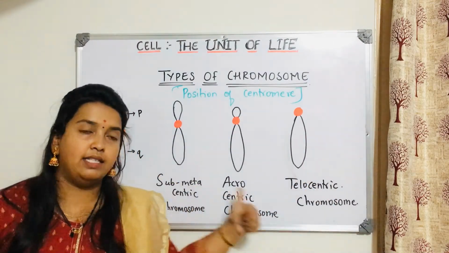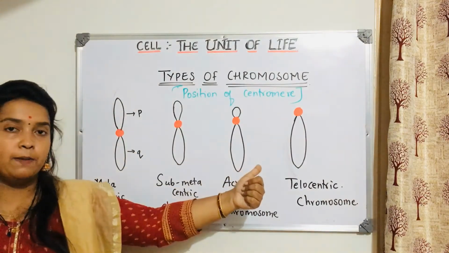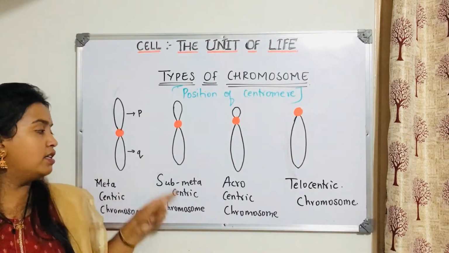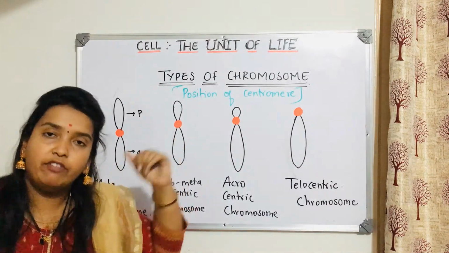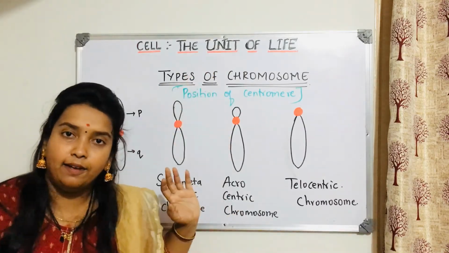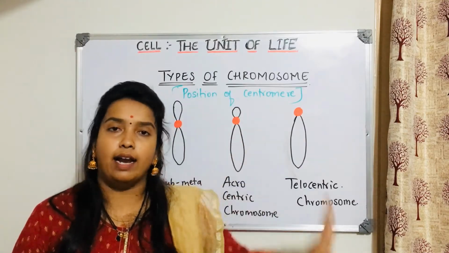But this is given in NCERT and you need to remember this first. So there are 4 types. Metacentric, centromere at the center. Submetacentric, little bit away from the center. Acrocentric, almost towards the end. Telocentric, end region. Centromere at the end region.